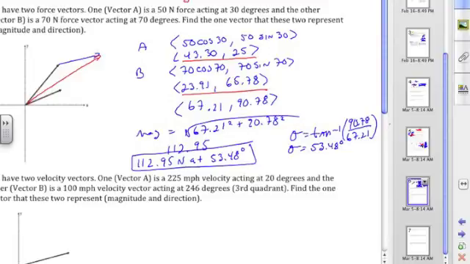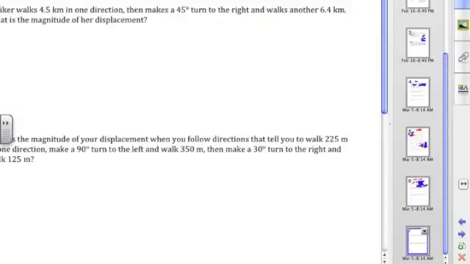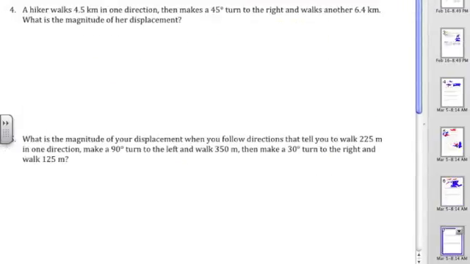Okay. So the last page kind of combines everything. And this is the one we did a lot on the third day that we did vectors. Okay. So suppose a hiker walks 4.5 kilometers in one direction, and then he turns 45 degrees to the right, and he walks another 6.4 kilometers. What's the magnitude of her displacement?